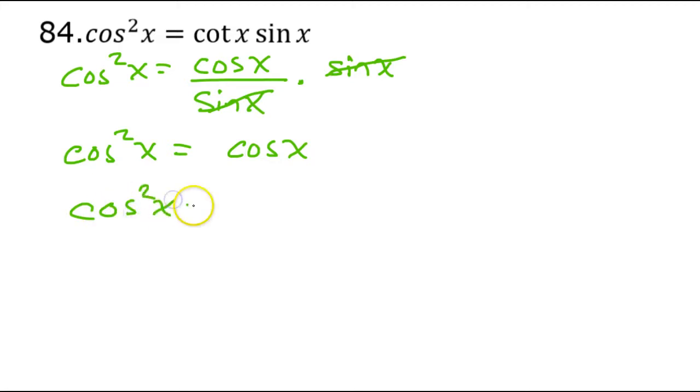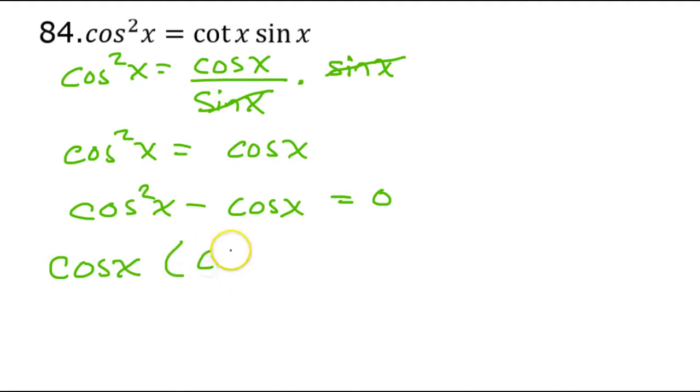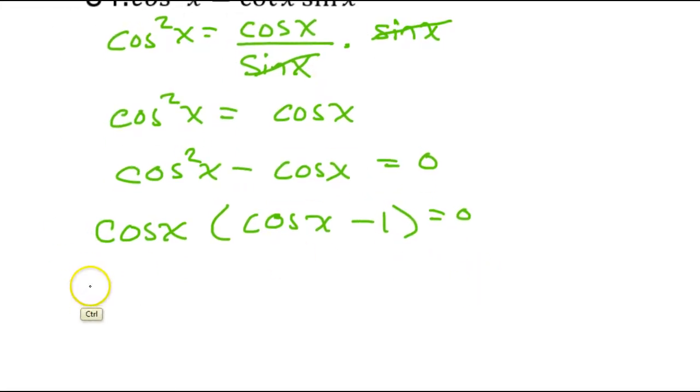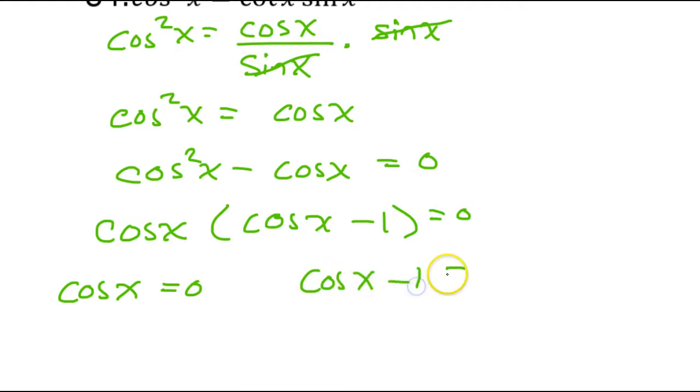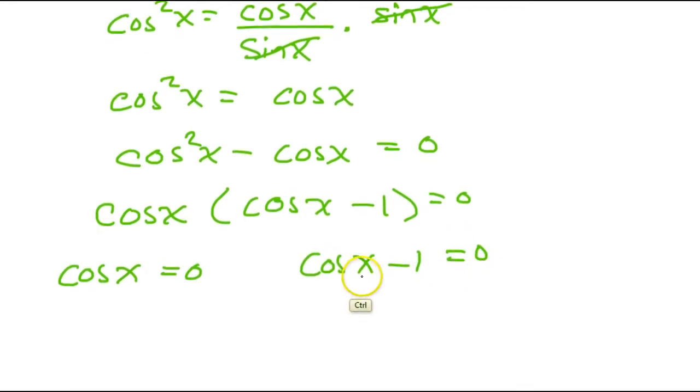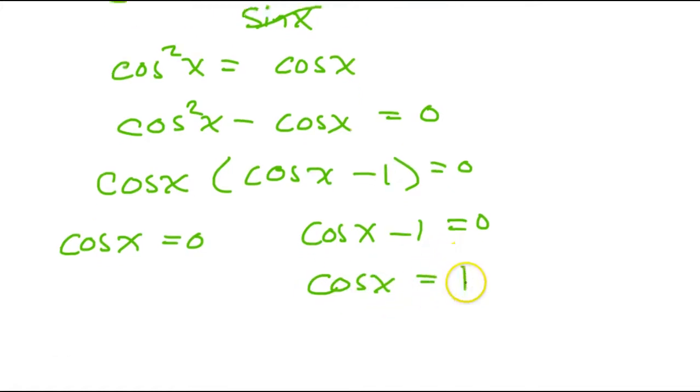So cosine squared x minus cosine x is equal to 0. Now we will take out a GCF of cosine x. So cosine x times cosine x minus 1. Now, using the zero product property, we can set each of these equal to 0. So cosine x equals 0 and cosine x minus 1 equals 0. Here, adding 1 to both sides, I get cosine x is equal to 1.